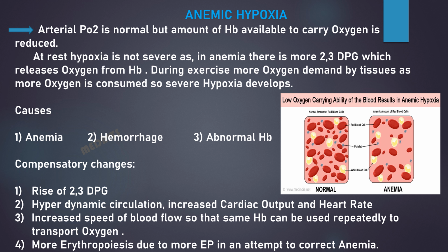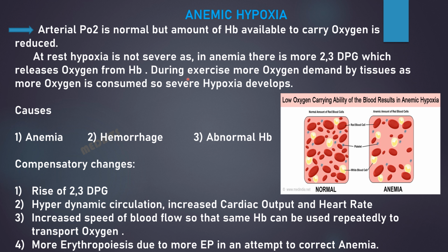Coming to the next one, anemic hypoxia. In this condition, the arterial PO2 is normal, but the amount of hemoglobin available to carry oxygen is reduced. At rest, hypoxia is not severe, as in anemia there is more 2,3 DPG. DPG means diphosphoglycerate, which helps to release more oxygen from hemoglobin.